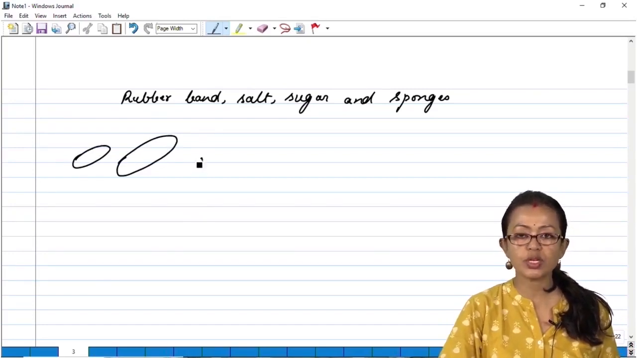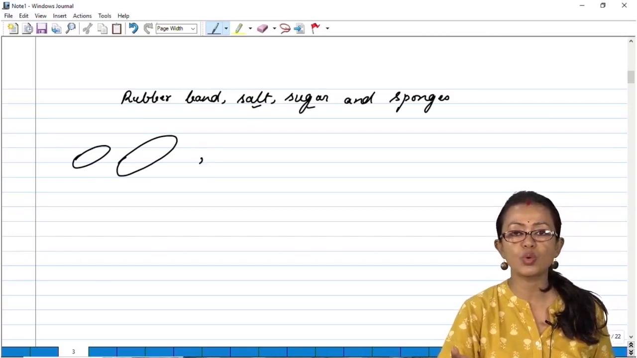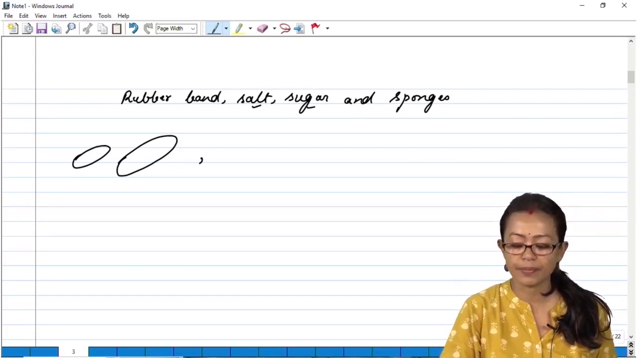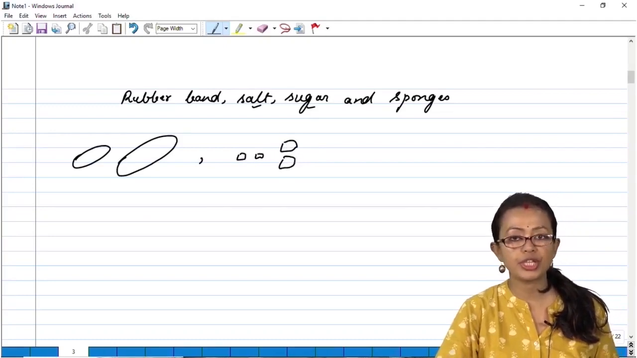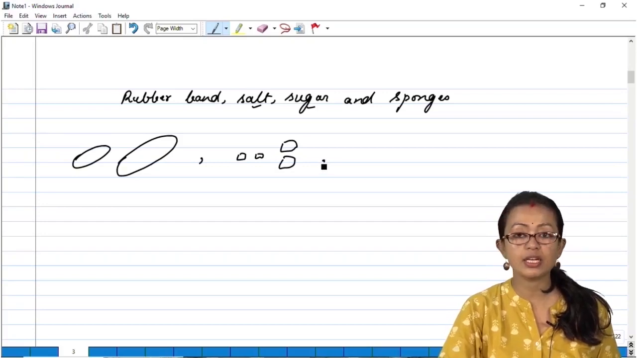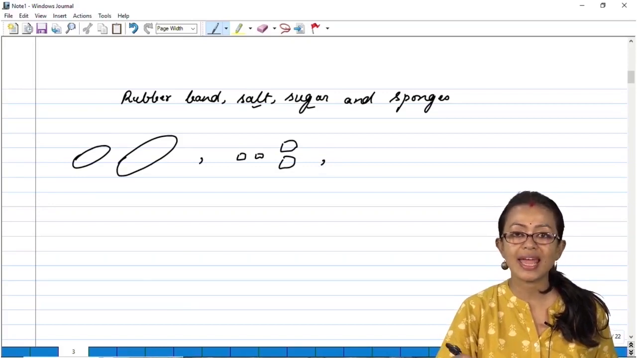Whereas in case of salt and sugar, if I take them and hold them in my hand, the shape does not change at all. Or if I take them in a container, we find that the crystals of the sugar or the salt do not change at all. They do not change their shape and size when we are holding them in the hand. Next, if I take a sponge, then we know that a sponge is quite soft. The reason is that it has air gaps in between.